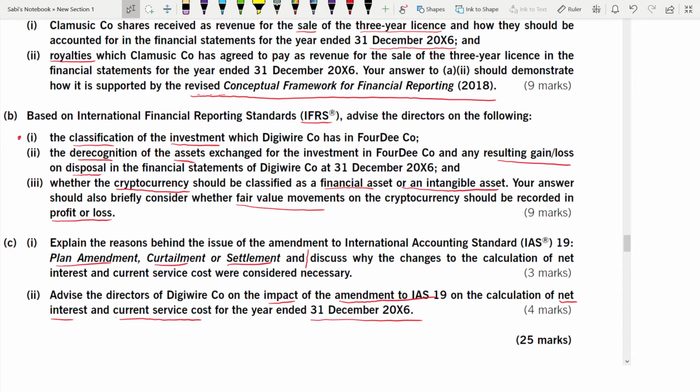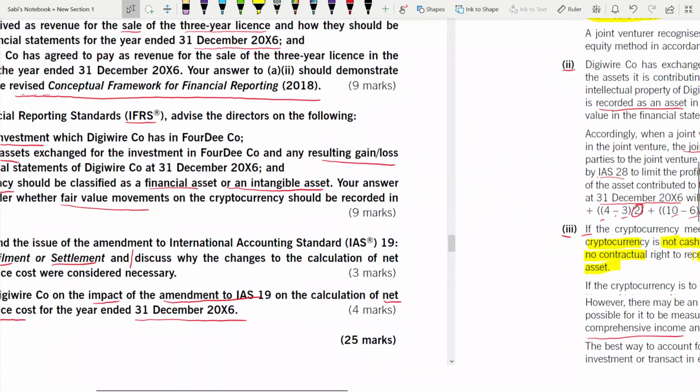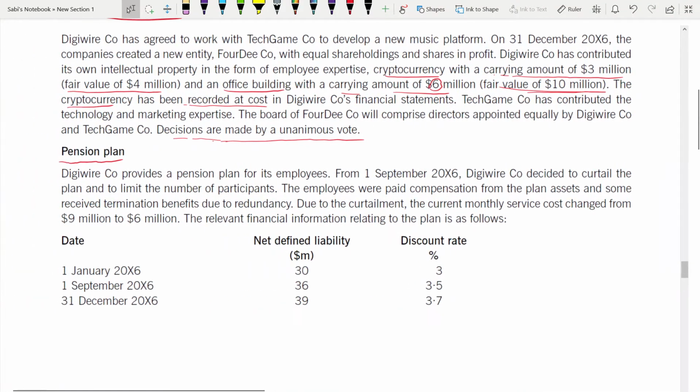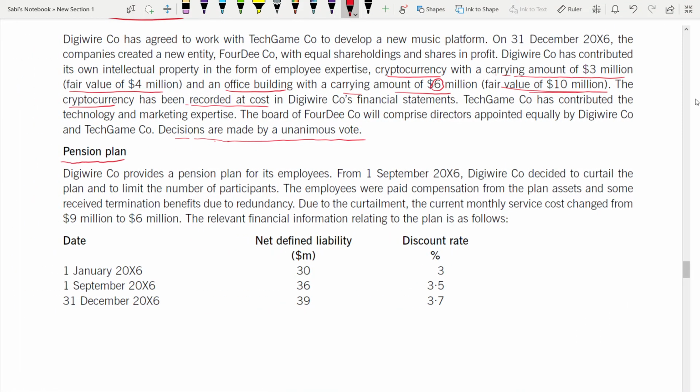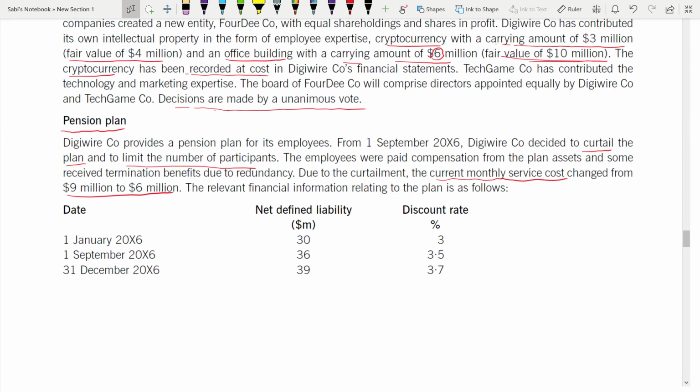Reasons why it has been amended and why these two calculations, interest and net interest and current service costs, are considered necessary. 3 marks. But we didn't read that. Very small. So DigiWire provides a pension plan for its employees. From 1st of September 2006, DigiWire decided to curtail the plan and to limit the number of participants. The employees were paid compensation for the plan assets, and some received termination benefits due to redundancy. Due to the curtailment, the current monthly service cost changed from 9 million to 6 million. So they have given you the net defined benefit and discount rate also.